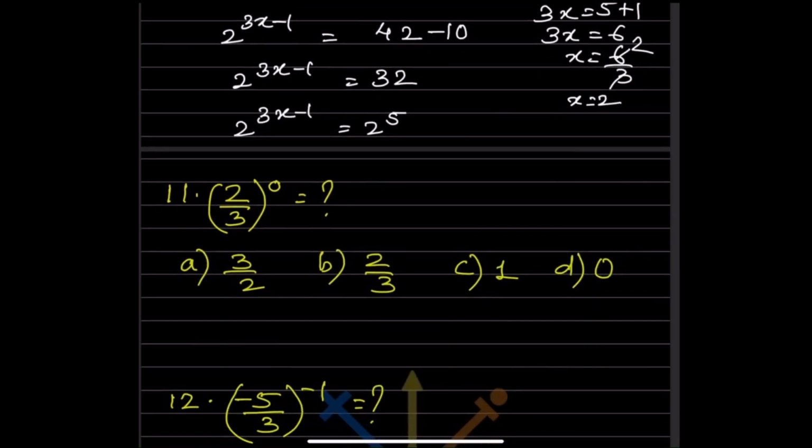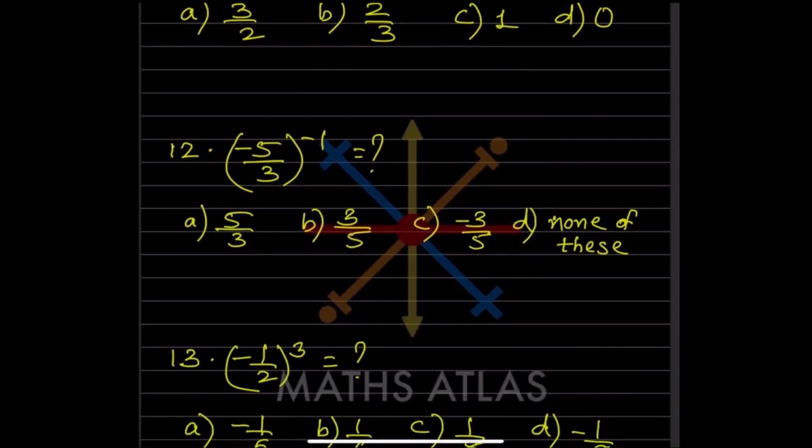And this is actually, you don't have to solve this one because you know 2 raised to 3, anything raised to 0 is going to be always 1. So the answer is going to be C over here. Now if you are doing for this one, minus 5 by 3 raised to minus 1. So you will flip over, that will be 3 by minus 5 will be the answer.